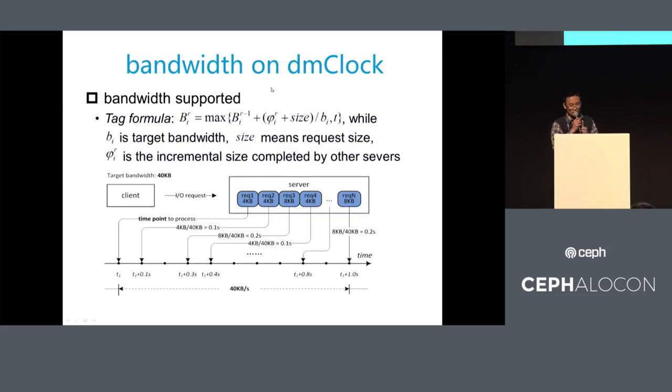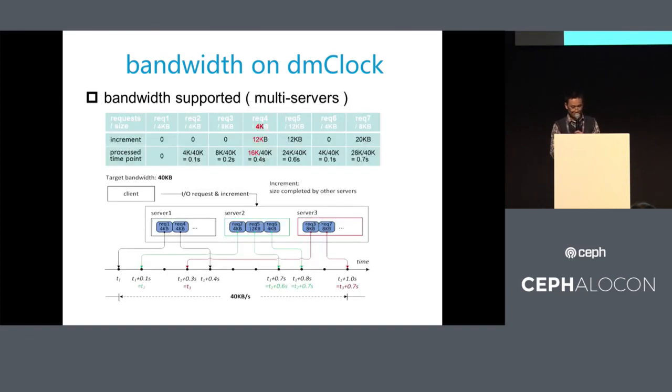So we finally achieve what we want, the bandwidth recover. Okay, let's say the distributed scenario. There are multi-service now, so the incremental size should be taken into account. In this scenario, requests are randomly sent to different services.